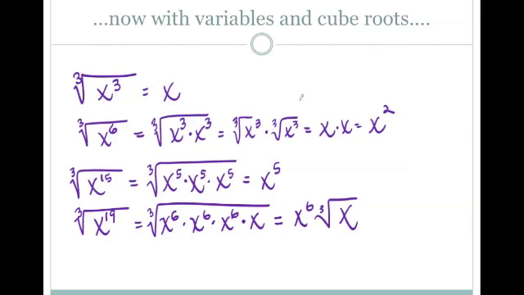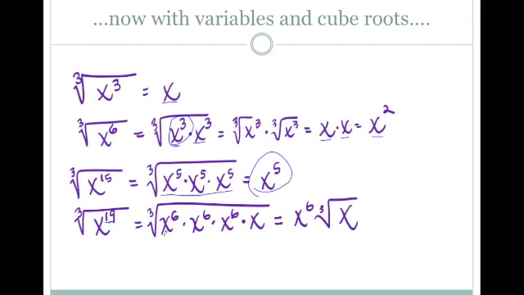Okay, let's look at cube roots. The cube root of a number cubed is just that number. The cube root of x to the 6th could be rewritten as x to the 3rd times x to the 3rd. So we already know that the cube root of x to the 3rd is simply x. X times x is x squared. X to the 15th could be rewritten as x to the 5th times x to the 5th times x to the 5th. So I have 3 groups of x to the 5th, so my answer would be x to the 5th.